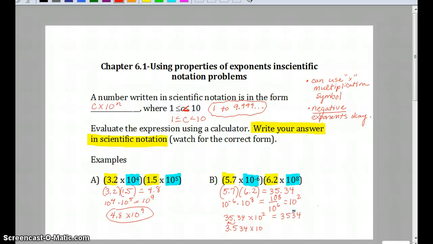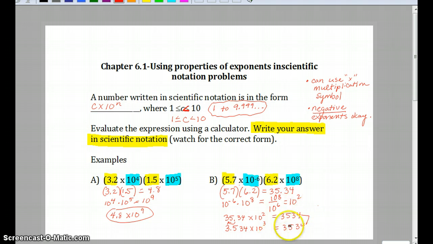Now, I want to either make this 10 to the 1st or 10 to the 3rd. I know it has to be 10 to the 3rd, but I could check that on my calculator. 10 to the 3rd is 1,000. 1,000 would move the decimal 3 places, 1, 2, 3, when you multiply by 1,000. So when you put it in the calculator, you would see that it's going to be 3,534.